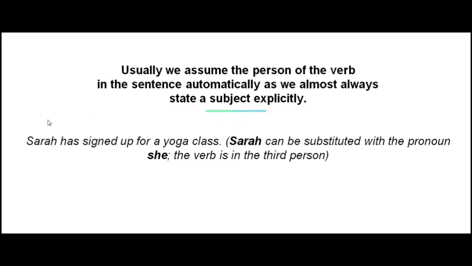Let's have a look at the example over here. Sarah has signed up for a yoga class. Now, Sarah can be substituted with the pronoun she, which is in the third person.